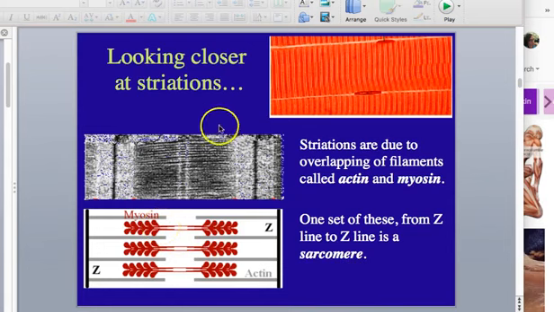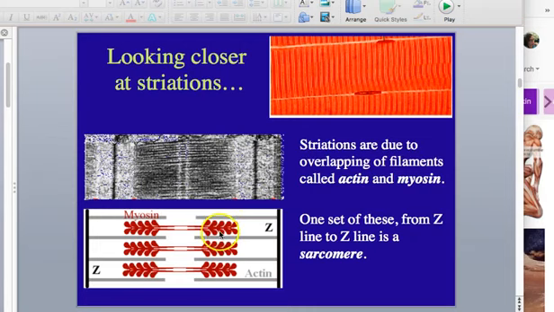So anytime you go from one of these lines to the next one, that's called a sarcomere, and that's going to be one contraction point. Okay, so when these two things come together, we're going to see, and I've linked a couple of animations in the module notes because this is a lot easier to see if you're watching an animation of it.